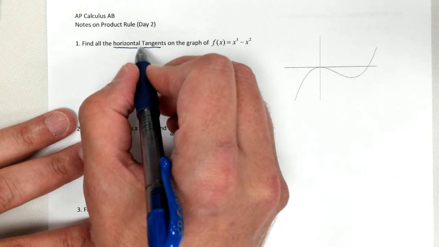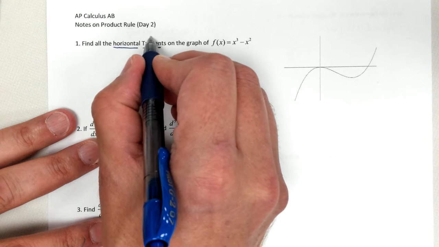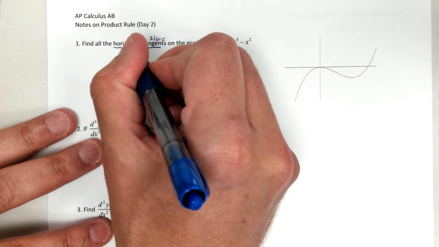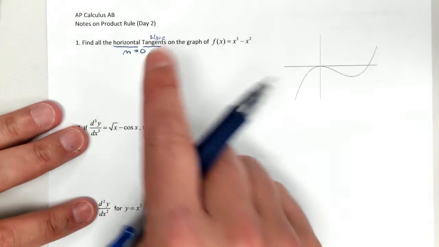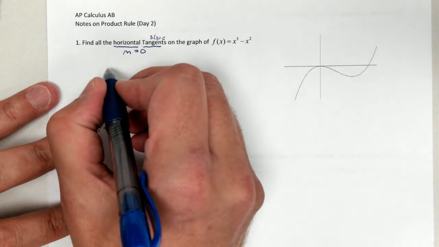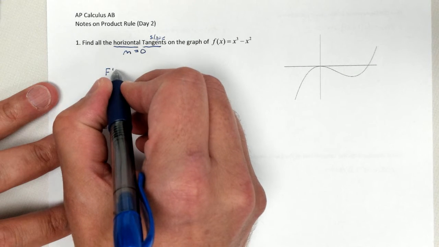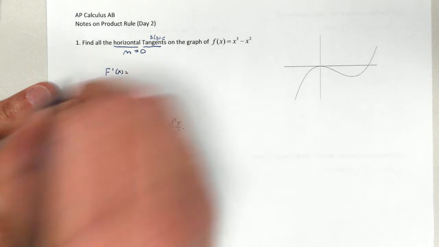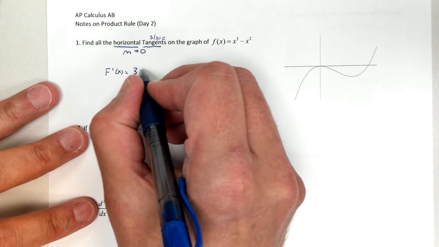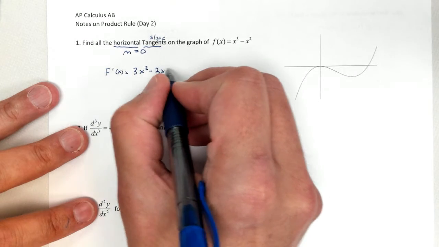So anytime we deal with tangents, we're dealing with the slope of a function. And in a horizontal, we're saying that the slope is 0. So we want to find where the slope is 0 on this graph right here. And if I were to take the derivative, remember we're going to take the derivative because the derivative finds slope for us, we would get 3x squared minus 2x.